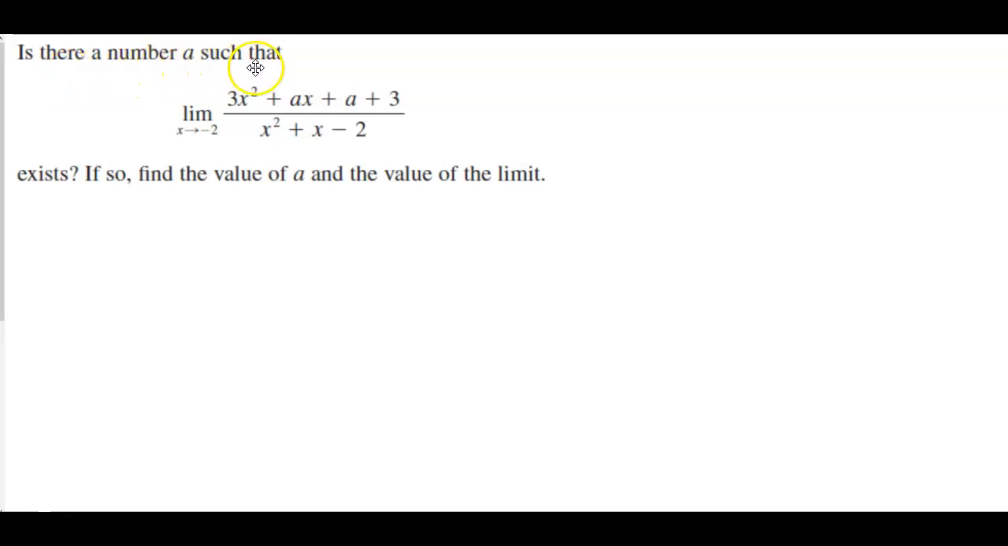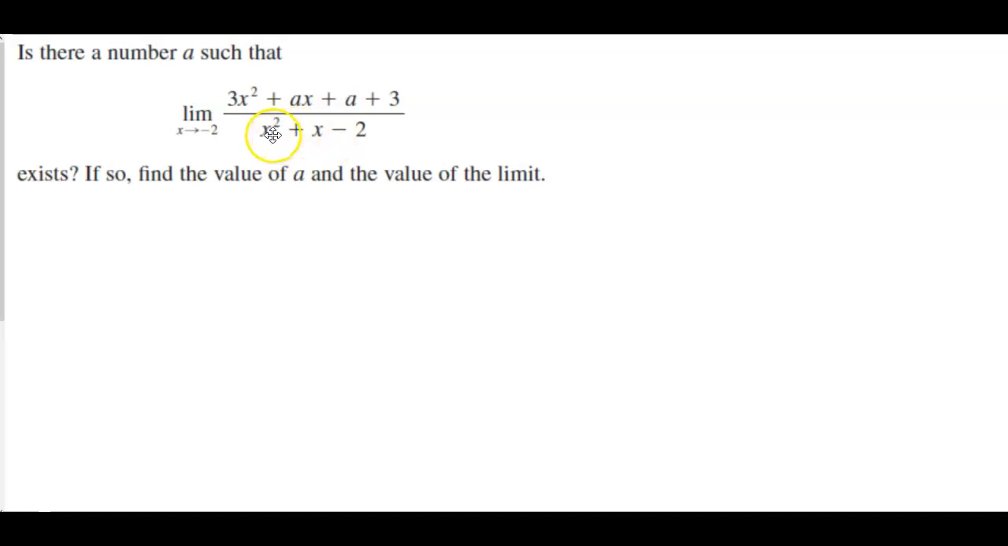Is there a number a such that the limit of the function 3x squared plus ax plus a plus 3 over x squared plus x minus 2 as x approaches negative 2 exists? And if so, find the value of a and the value of the limit.